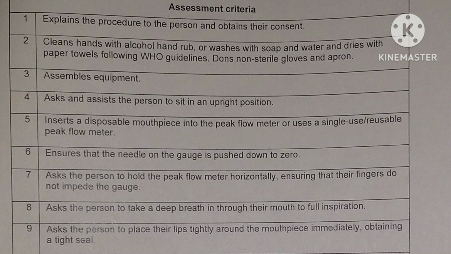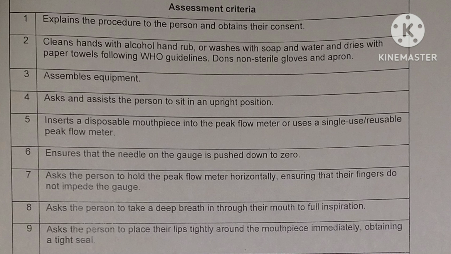Then we can assemble all the equipment there. That is only the peak flow meter. Then we should explain about the machine, that is the peak flow meter. This is the meter. You must hold it horizontally. The verbalization should be accurate. This is the meter. You must hold it horizontally and keep your fingers away from the gauge when you blow into it. Then we have to show them, this is the mouthpiece. It is disposable and this is how it attaches to the meter.